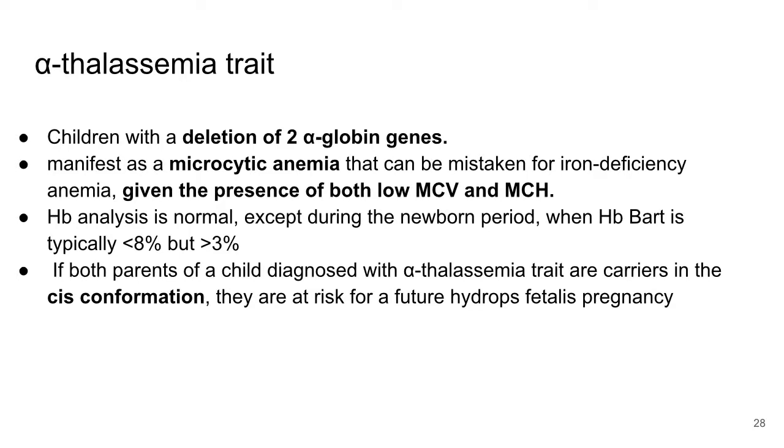Alpha thalassemia trait is children with a deletion of 2 alpha globin genes and manifest as a microcytic anemia that can be mistaken for iron deficiency anemia, given the presence of both low MCV and MCH. Hemoglobin analysis is usually normal except during the newborn period when hemoglobin Barts is typically less than 8% but more than 3%. If both parents of a child diagnosed with alpha thalassemia trait are carriers in the cis conformation, they are at risk for future hydrops fetalis pregnancy.